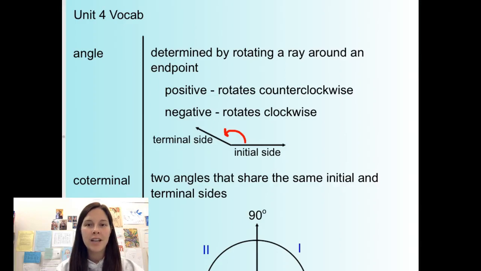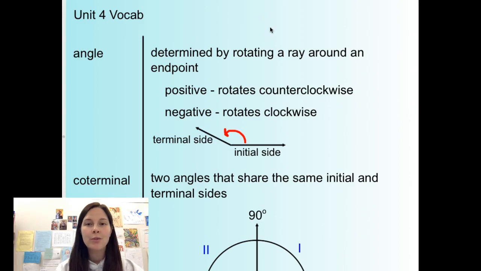Today we're going to look at angle measurements in degrees and how they fit in with a coordinate plane. So first of all, the definition of an angle. It's determined by rotating a ray. Remember from geometry, a ray is a line that has a starting point but no ending point, around a point.